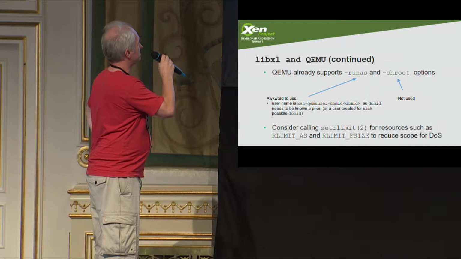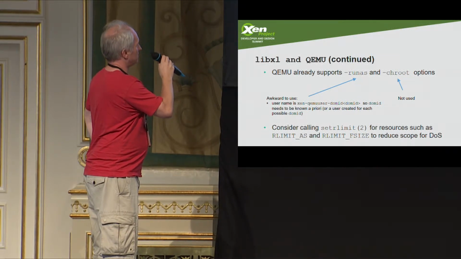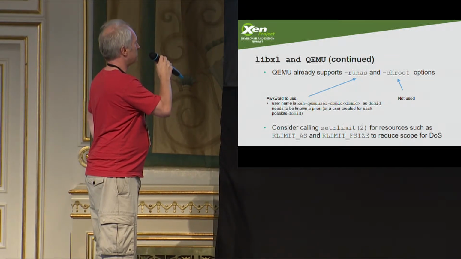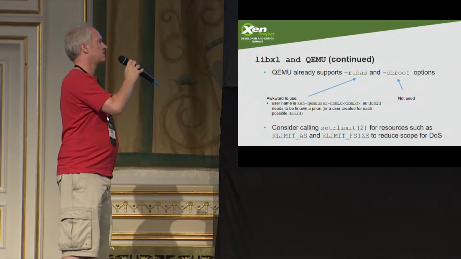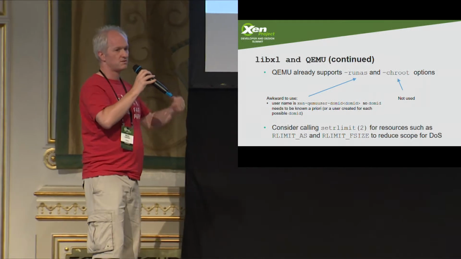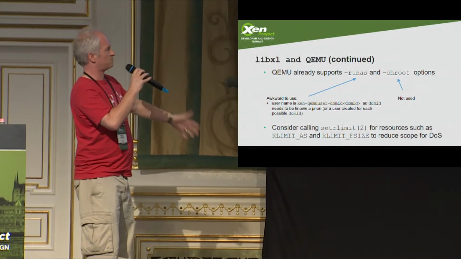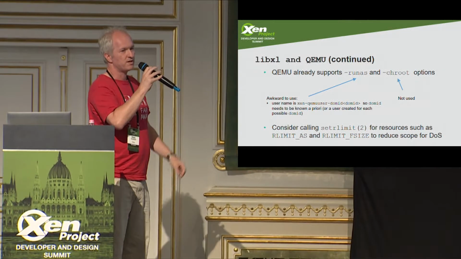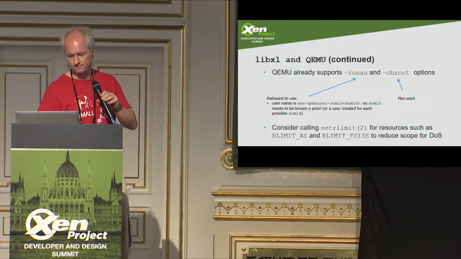Another thing we could potentially do in QEMU to lock it down even more is consider using setrlimit to limit address space and file size resources. I believe in XenStore we already limit file size to make sure that QEMU can't just write all of Dom0's file space and run it out of disk.